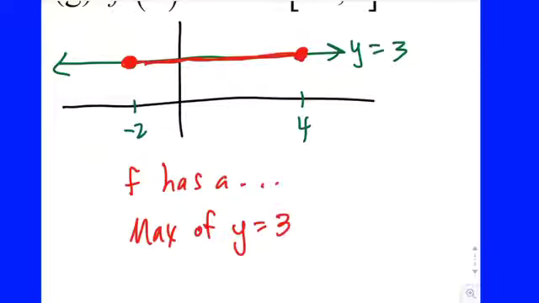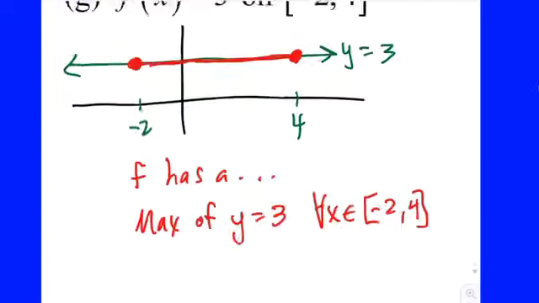Okay? Where does it occur? On the interval from -2 to 4. So you could say for all x on the closed interval from -2 to 4. Everywhere. So it occurs definitely more than once. It occurs infinitely many times. That is an absolute maximum value.